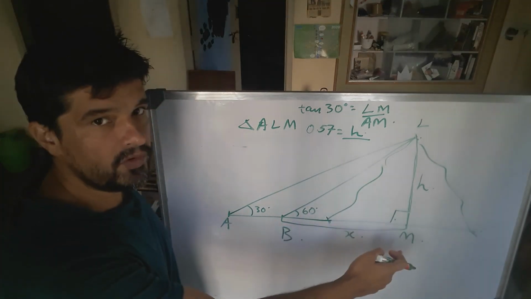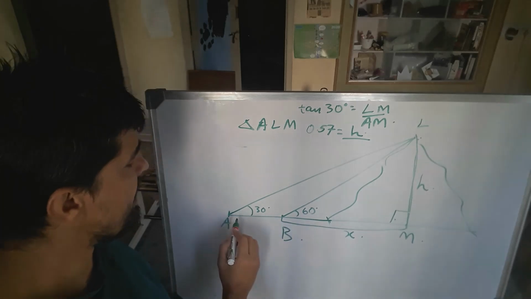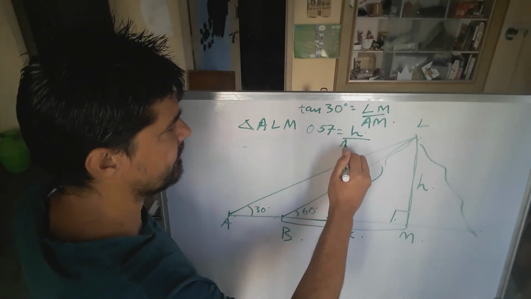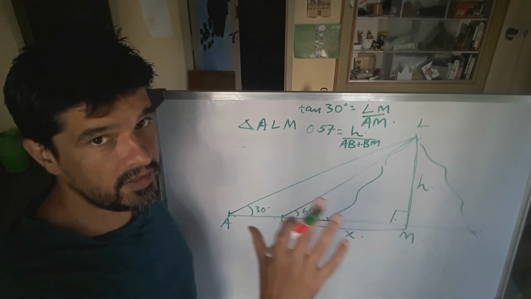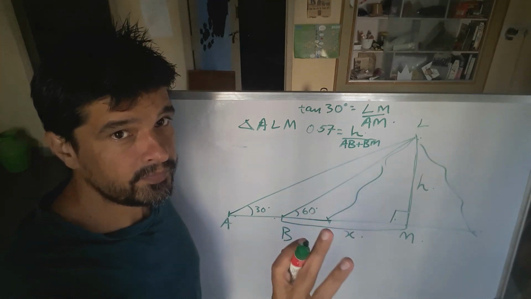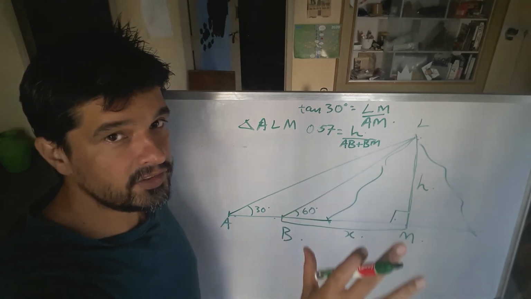Now AM, students, you will observe, is the sum of two parts. It is basically AB plus BM. Right? You agree, follow up to this point? You all agree? Okay. If there are any doubts you have, please put it in the comment section. I'll explain this part again.